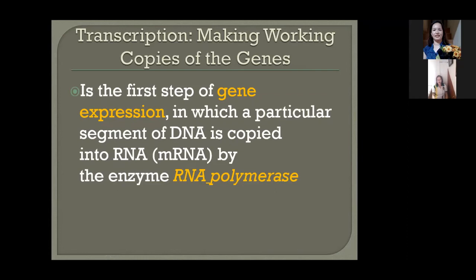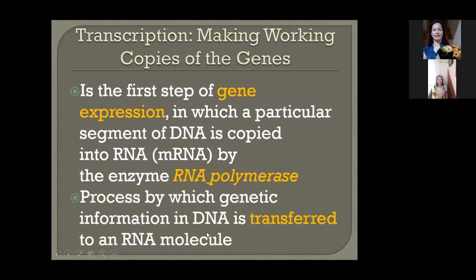So a particular segment of DNA is copied. Take note that DNA can't move out of the nucleus. So the segment of DNA is copied, and that is the mRNA, or the messenger RNA, of that segment of DNA. And this is a process by which genetic information in DNA is transferred into an RNA molecule.